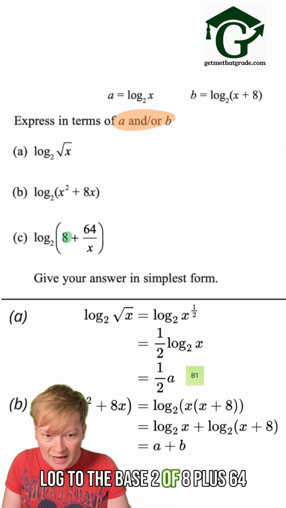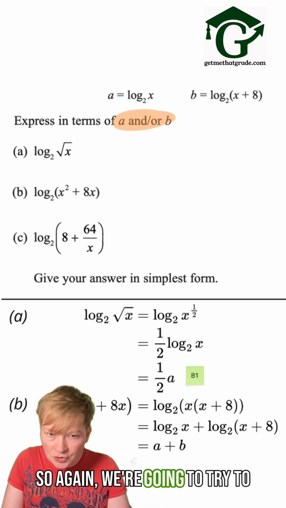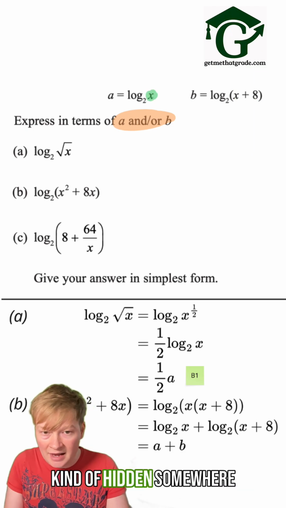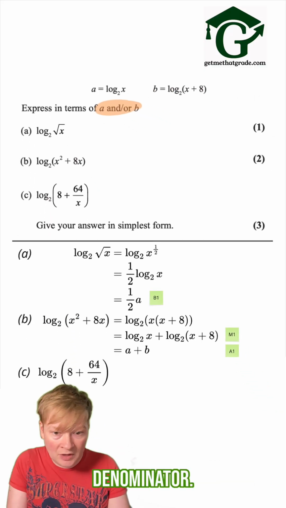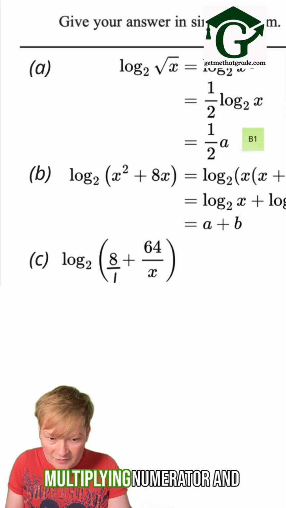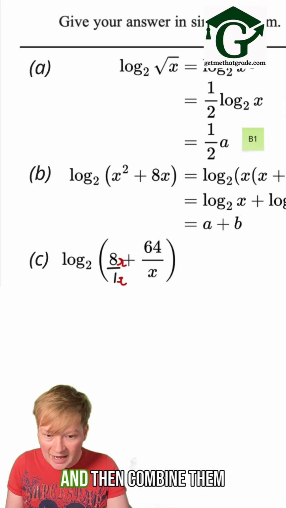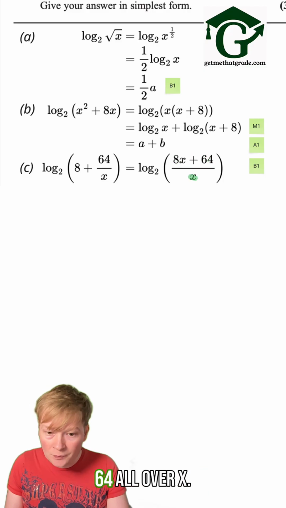Part C. Log to the base 2 of 8 plus 64 over x. Okay, give your answer in simplest form. So again, we're going to try to find the x and the x plus 8 kind of hidden somewhere here. The first thing to do, perhaps, is to make a common denominator. So think of the 8 as 8 over 1, and then make a common denominator of x by multiplying numerator and denominator by x, and then combine them together. So we'll end up with 8x plus 64 all over x.